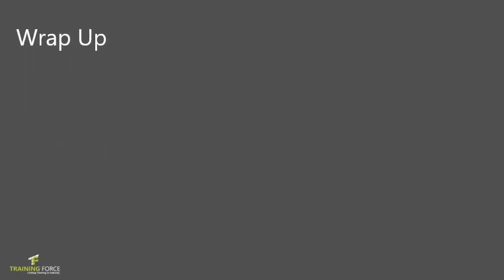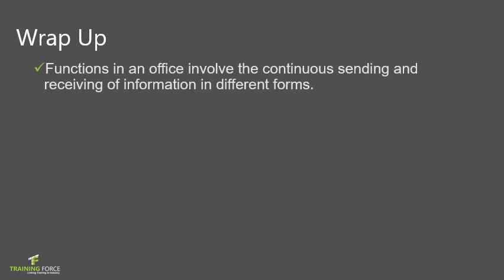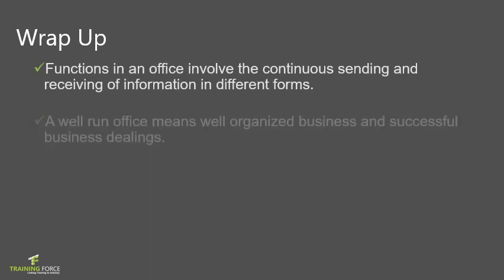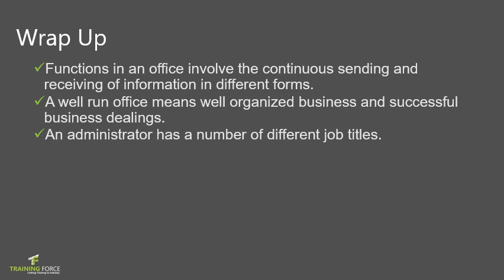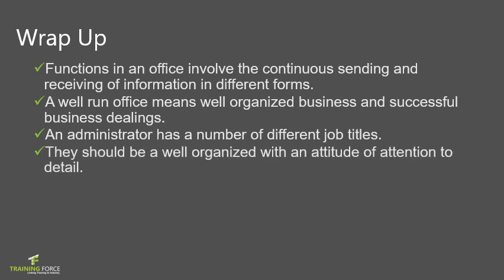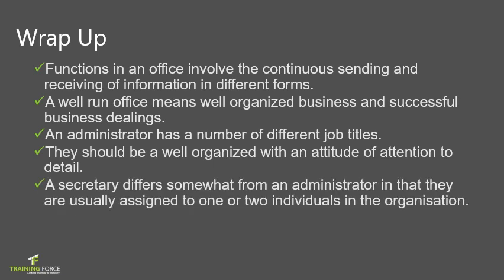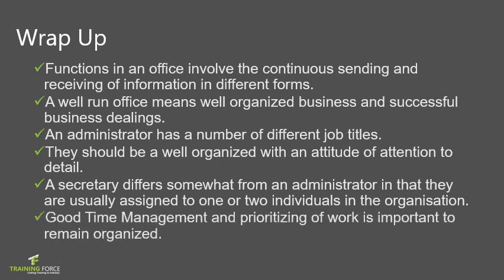And that's a wrap for Cluster 5, Topic 1, Functions within a business environment. Functions in an office involve the continuous sending and receiving of information in different forms. A well-run office means well-organized business and successful business dealings. An administrator has a number of different job titles. They should be well organized with an attitude of attention to detail. A secretary differs somewhat from an administrator in that they are usually assigned to one or two individuals in the organization. Good time management and prioritizing of work is important to remain organized.